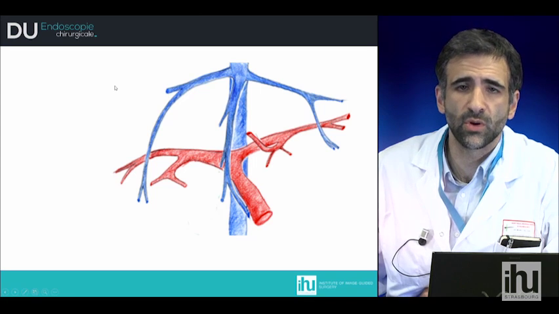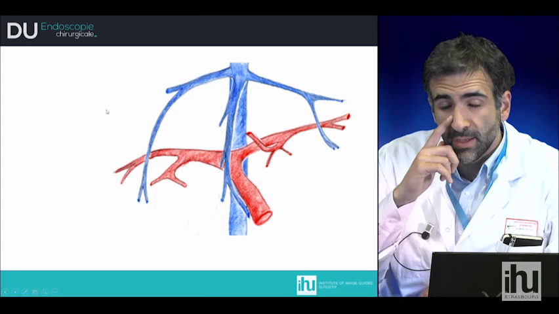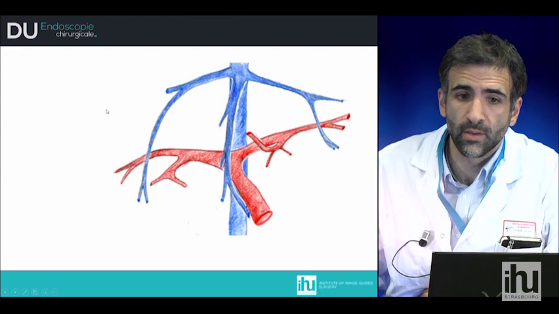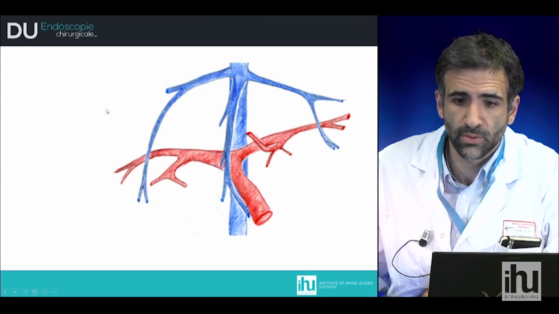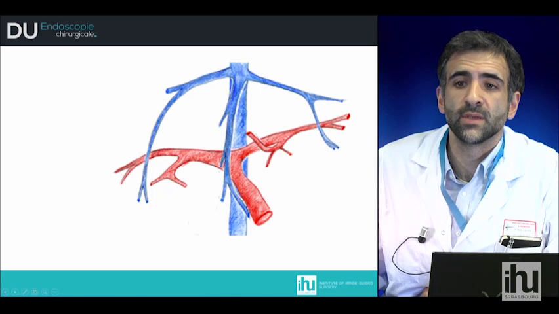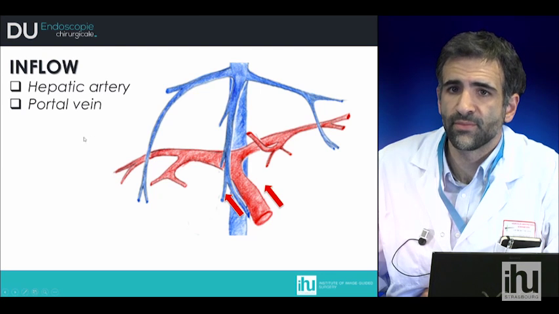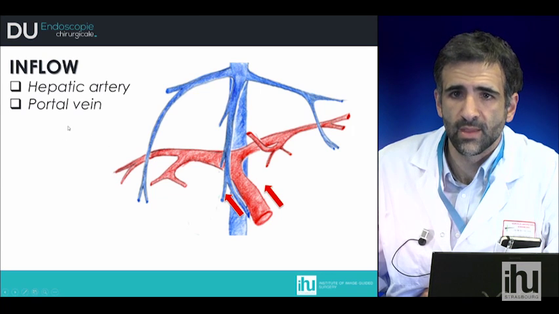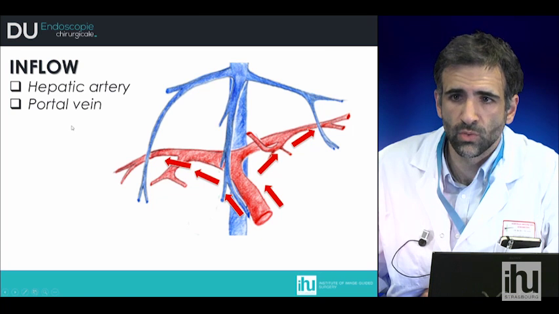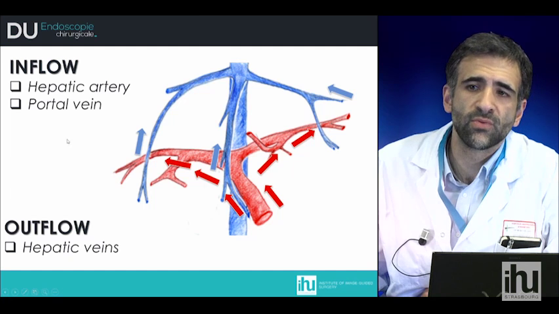One of the most important concepts in the anatomy of the liver is the control of bleeding. Bleeding during hepatectomy is responsible for major complications, and it is controlled through the inflow of the liver, which comes from the portal vein and the hepatic artery, as we see in this picture, going to the left liver and the right liver, and the outflow of the liver through the three hepatic veins.